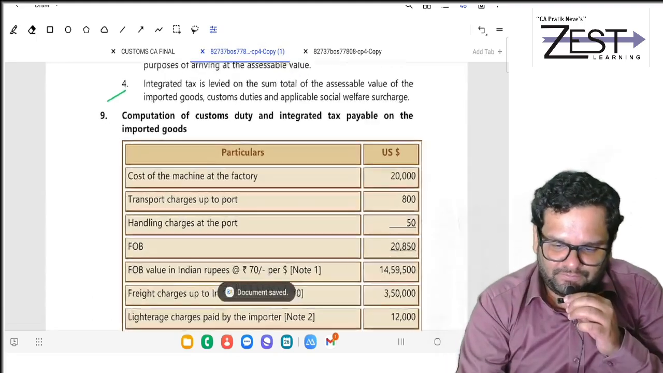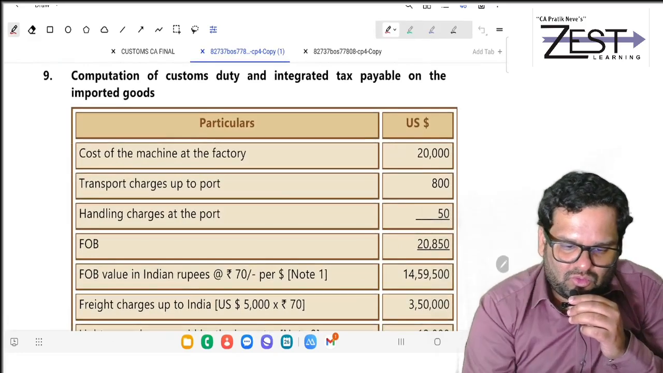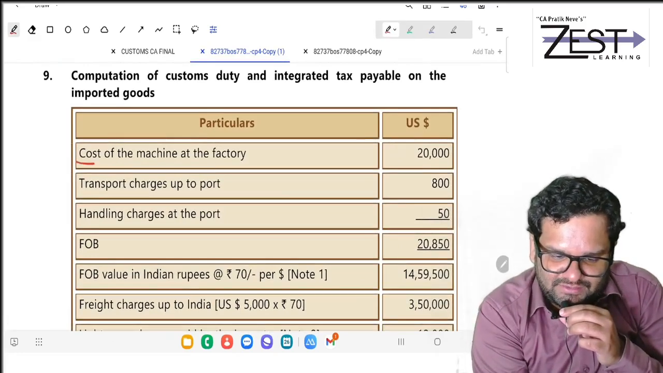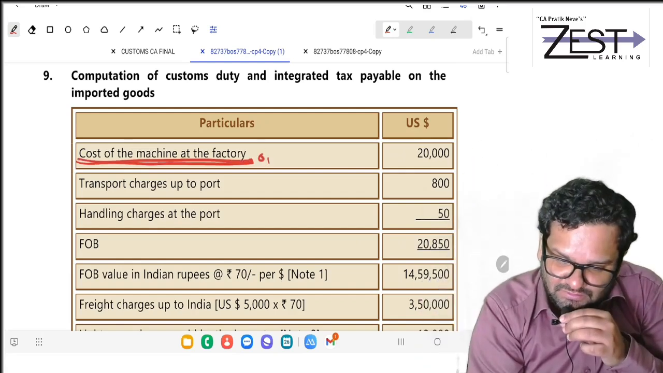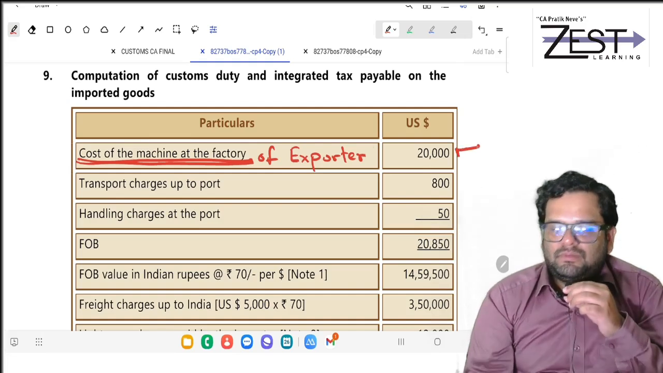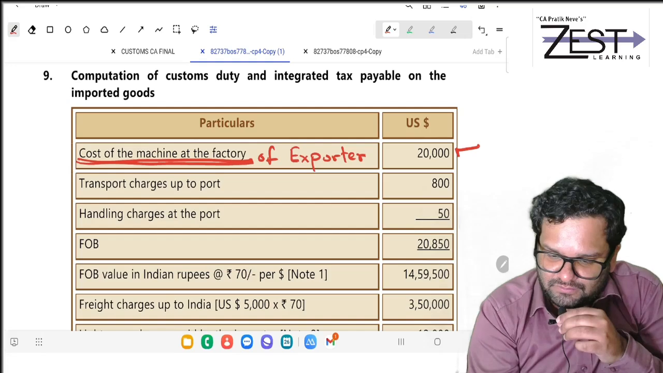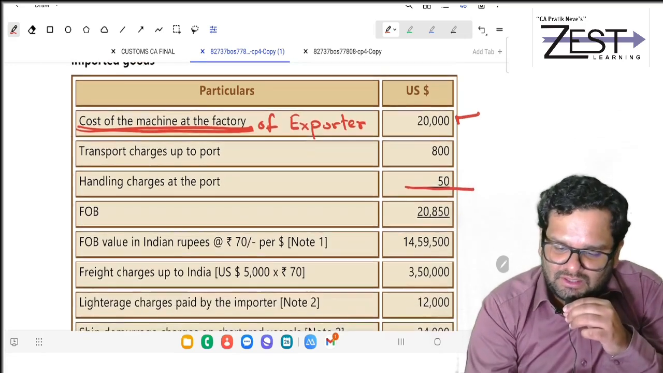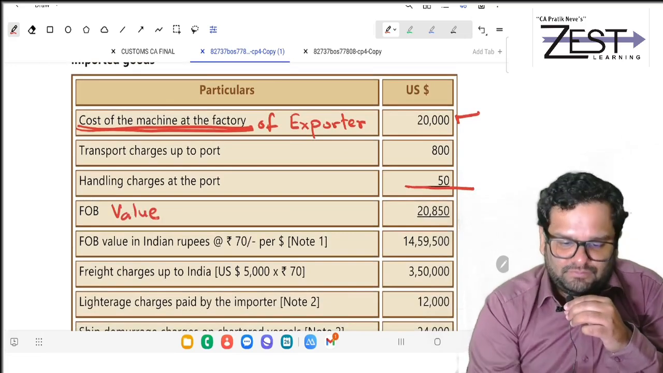So see, as we discussed, cost of machine at the factory of exporter, 20,000. Add transport charges up to the port and handling charges up to the port. So 20,850 is FOB value.